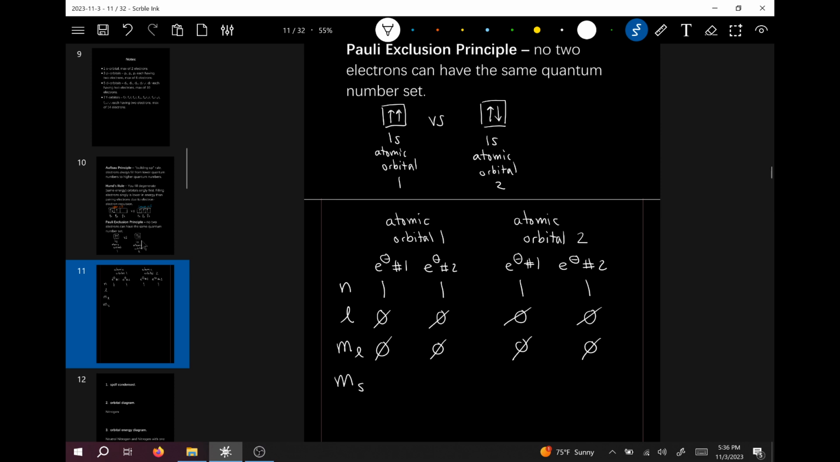And it's when I get to m sub s that things are going to become interesting. So for the electrons in our first atomic orbital, the m sub s value for both of them is plus half.